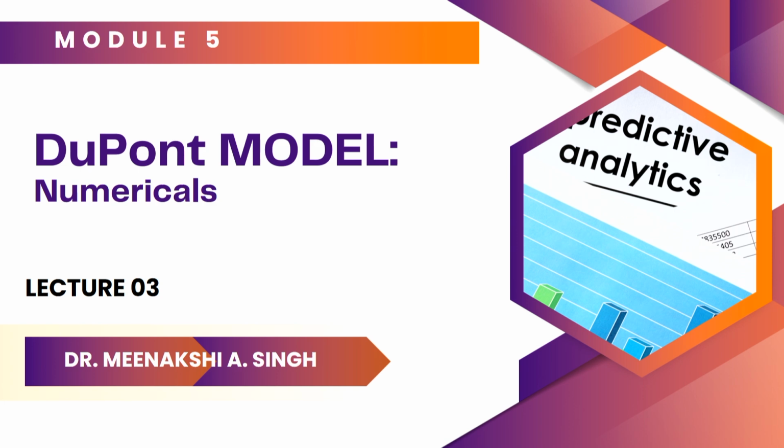In this lecture, we are going to discuss the various problems related to the DuPont model. As you have already attended the theoretical part in the last lecture, you came to know that while calculating the DuPont model, we follow 3 steps so that we can predict the ROE, and on the basis of that the investors can take their decisions.